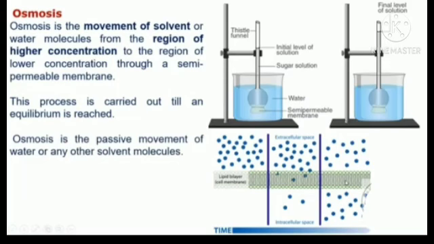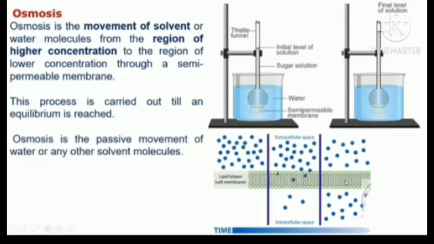Next is osmosis. It is the movement of a solvent or water molecules from a region of higher concentration to a region of lower concentration through a semi-permeable membrane. This process is carried out until an equilibrium is reached. Osmosis can be explained using the thistle funnel experiment. Inside the thistle funnel, sugar solution is present. Inside the beaker, water is present.